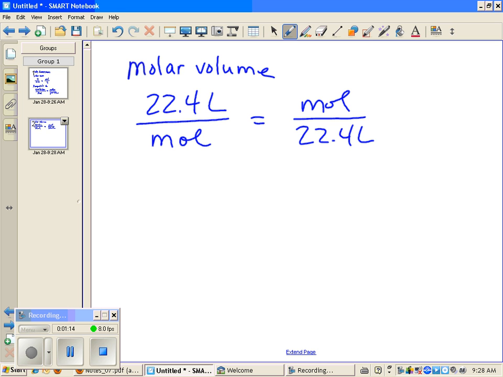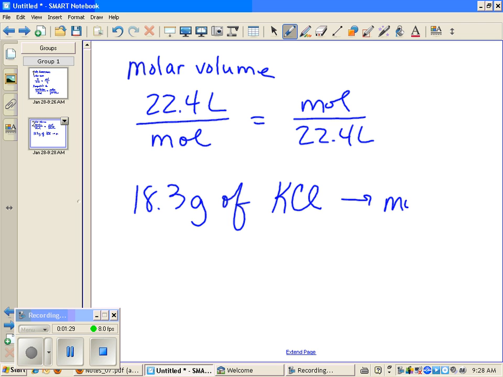I'm going to give you a problem, and I'm going to show you the idea behind using a conversion factor. So let's suppose I say I have 18.3 grams of, let's do potassium chloride, and I want to change that to moles of potassium chloride. All right, so I need to be able to change that, which is very common.